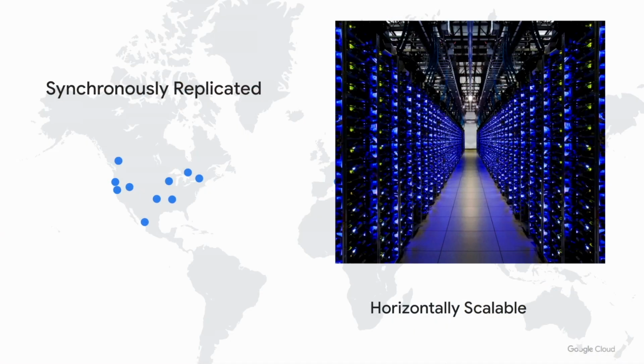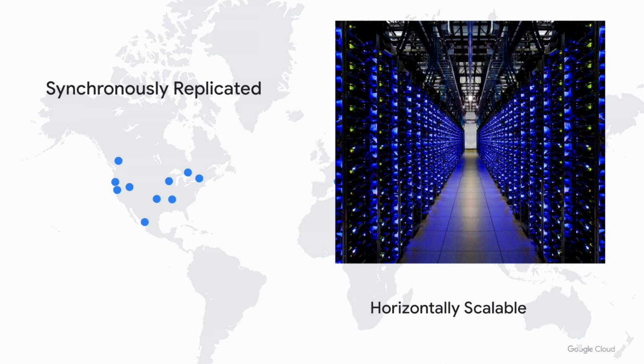Spanner was born out of a previous database called Bigtable, which mostly focused on storing data in one single geographic location. Contrasted with Spanner, which is able to synchronously replicate information across multiple locations, thereby improving our redundancy against single failures. But like Bigtable, Spanner continues to be horizontally scalable.